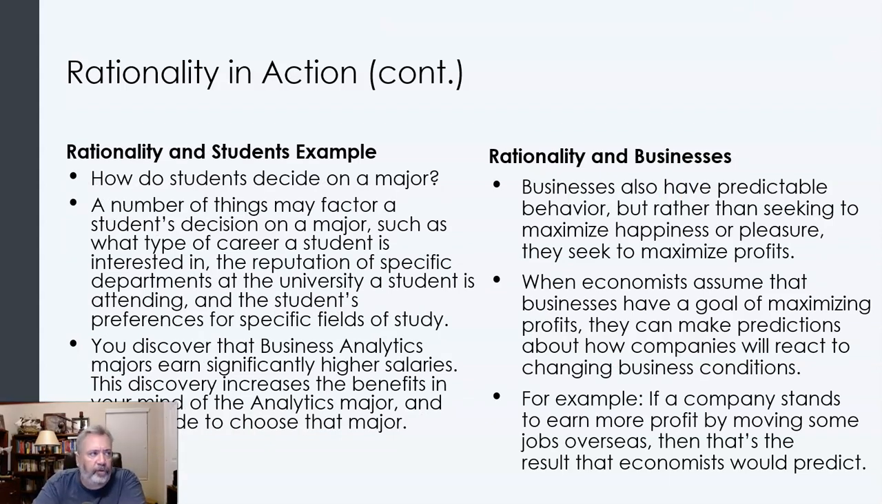How does a student decide what major to buy? That's what you're doing, right? I mean, you still have to put in the work for it. It's not enough that you pay for it. So there's a lot of things that can factor into a student's decision on a major. What type of career do you want? What is your interest? What is the reputation? If you're trying to decide whether or not you want to major in economics, what's the reputation of the economics department at these different schools? All right. What are your own personal preferences?